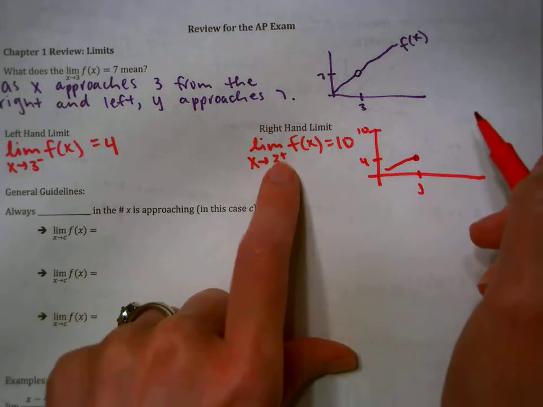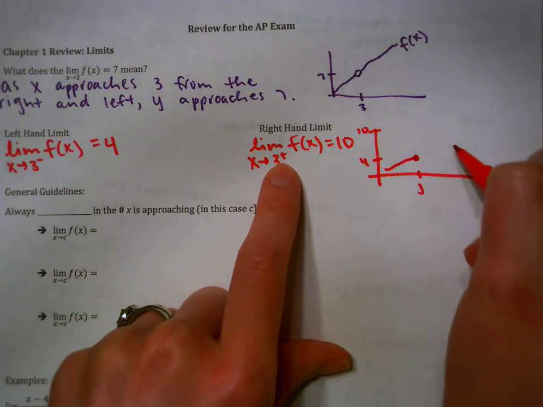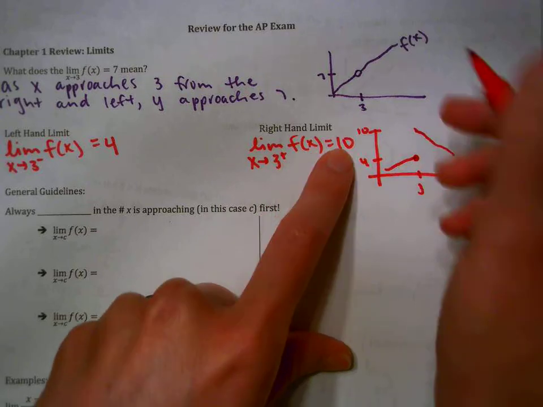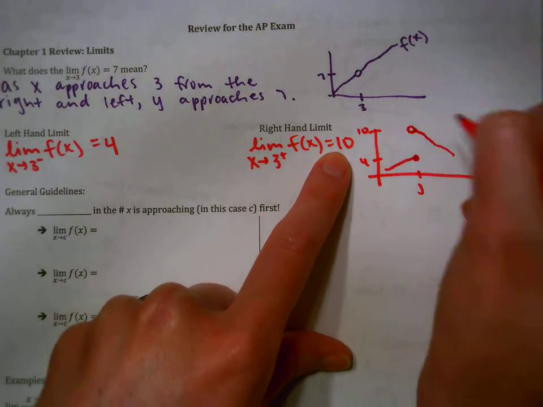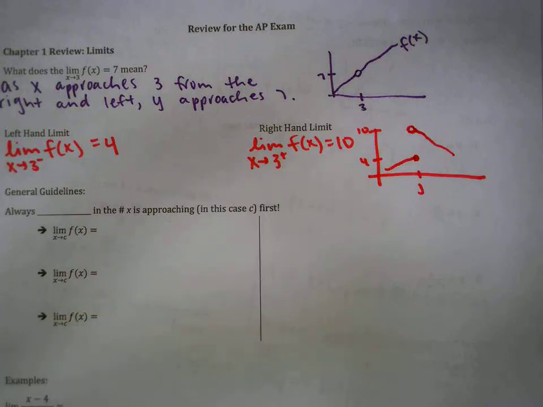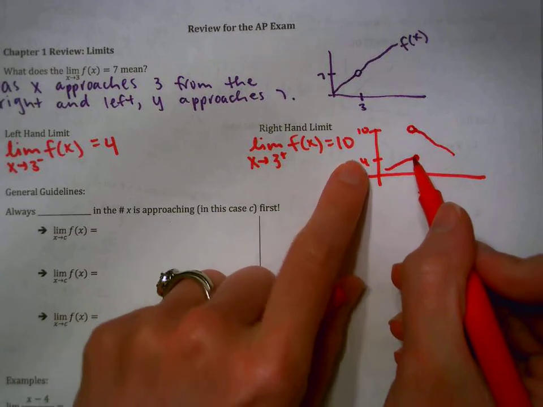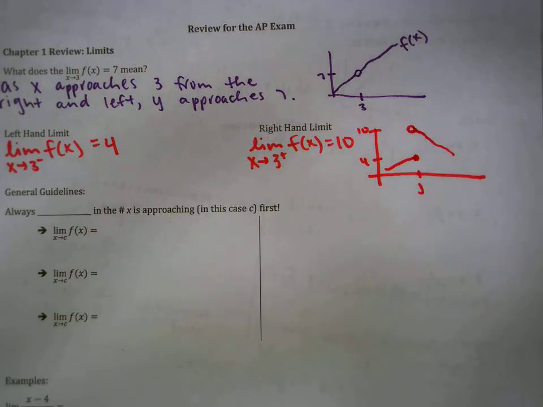And then when you approach 3 coming from the right side, so it could be either coming up or down, we don't know what it's doing, but when it gets to 3 from the right side, you should be reaching the y value 10. And again, that could be an open or a closed circle. They could both be open, both be closed. We don't know that, but we just know that from the left, we stopped at the y value 4, and at the right side, we stopped at the y value 10.